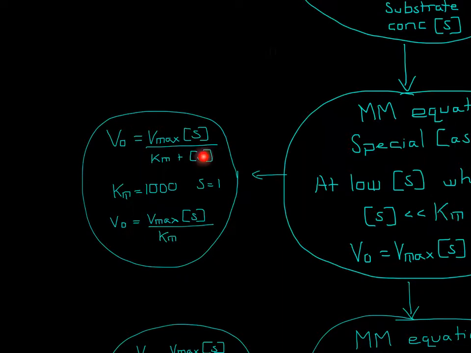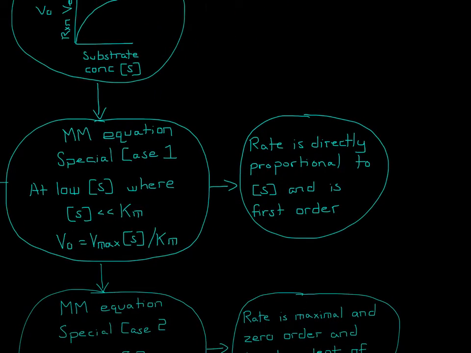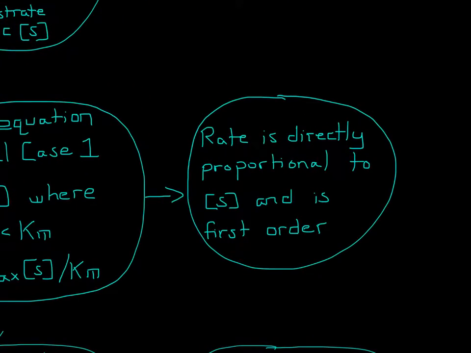And because substrate concentration is so much lower than Km, you can basically disregard the substrate concentration in the denominator. So the actual equation becomes V0 equals Vmax times substrate concentration over Km. That's why we can get rid of substrate concentration there, because it basically doesn't matter at that point. You can do the math, and the difference is very negligible. So the rate is directly proportional to substrate concentration and is first order.